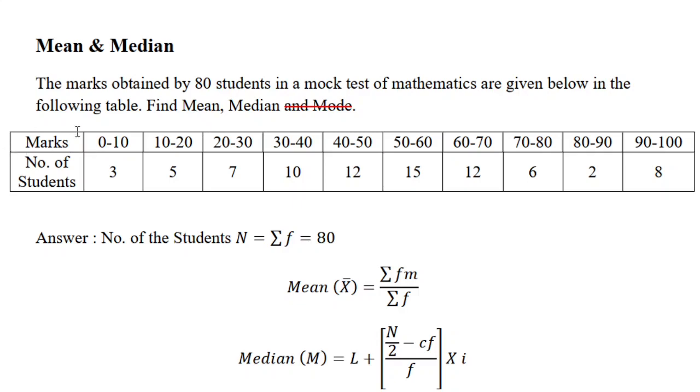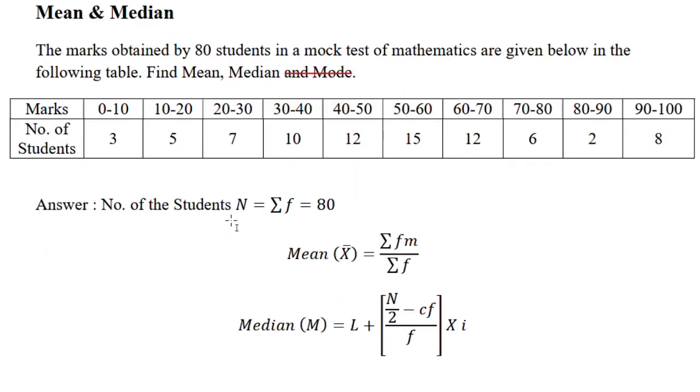So marks of the students: 0 to 10 marks, 10 to 20 marks, 20 to 30 marks, 30 to 40, similarly 90 to 100 marks. Number of students who obtained the corresponding marks: 0 to 10 marks, 3 students; 10 to 20 marks, 5 students; 20 to 30 marks, 7 students; similarly 90 to 100 marks, 8 students.